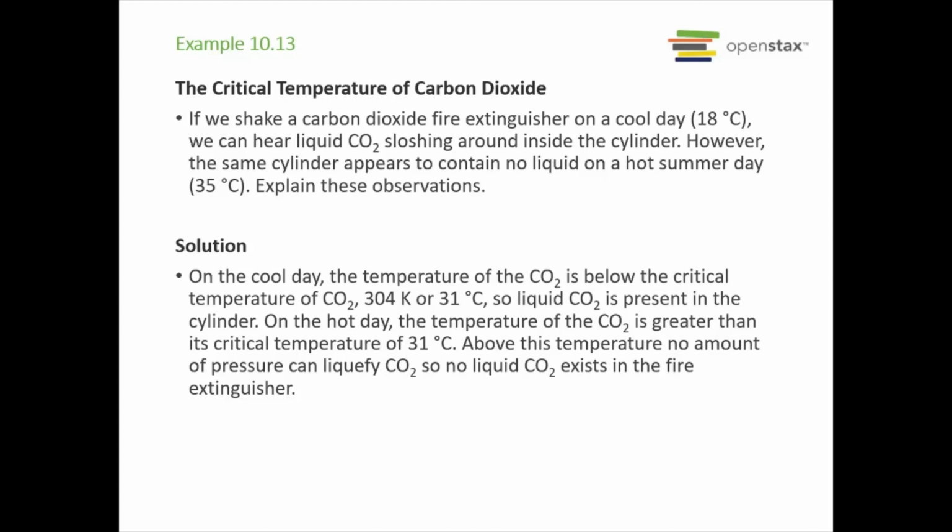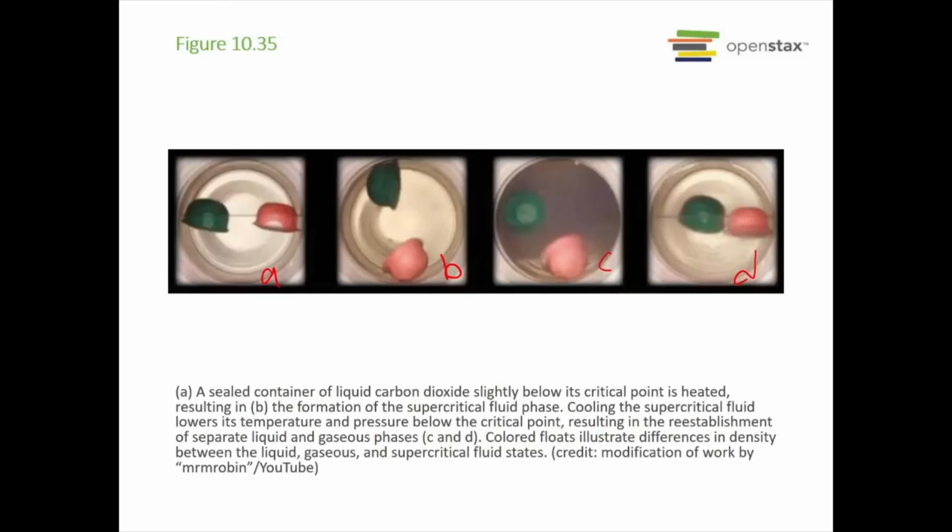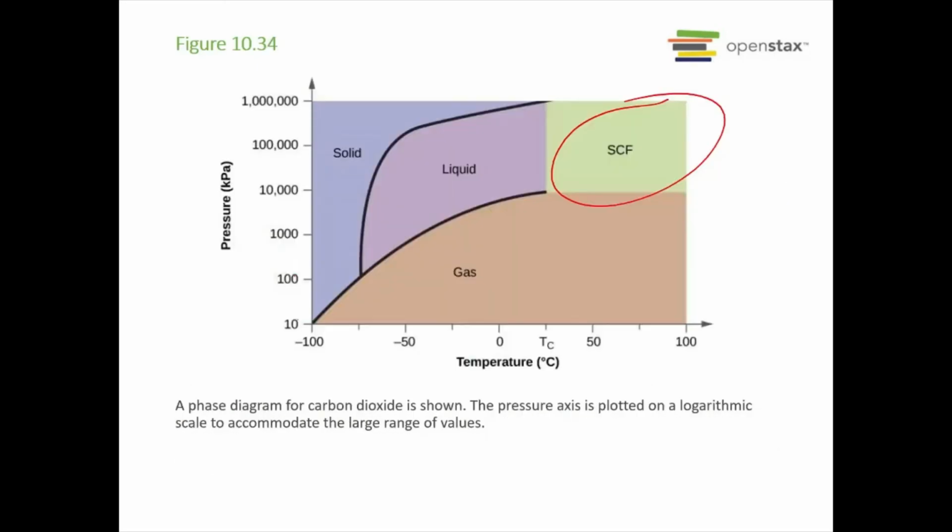So if you were to look at the phase diagram for CO2, at 35 degrees Celsius, which is right about here-ish, we're past the liquid phase. So it doesn't matter where our pressure is, we're either going to be a gas or a supercritical fluid for the carbon dioxide. Whereas at 18 degrees Celsius, right around here-ish, we can easily be in the liquid range depending on the pressure on that cylinder.